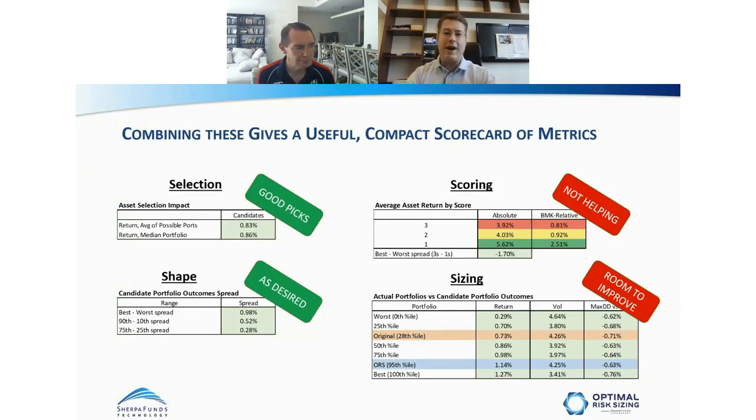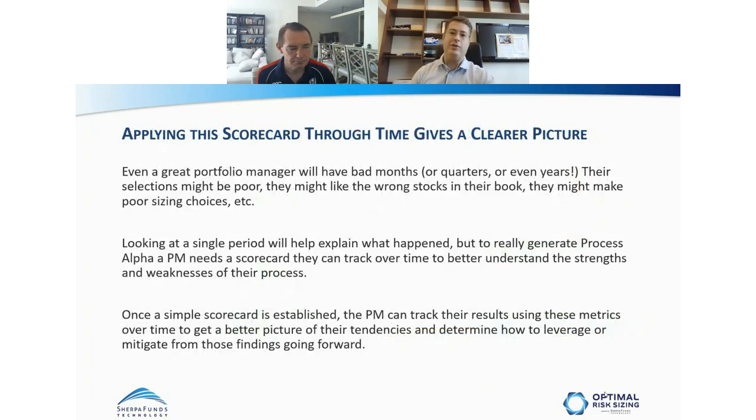This is where you have to track this information over time. If you look at it in one period, it helps explain what happened in that period. If you look at it over time, it starts to paint a picture of tendencies, of what you're doing right or wrong consistently. So there are going to be bad months. This PM has a lot of experience, and every PM has bad months in terms of sizing. Every PM has good or bad months in terms of selection.